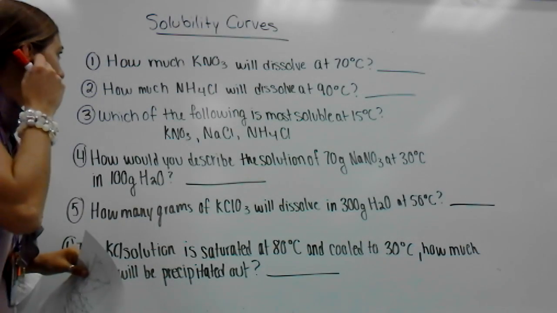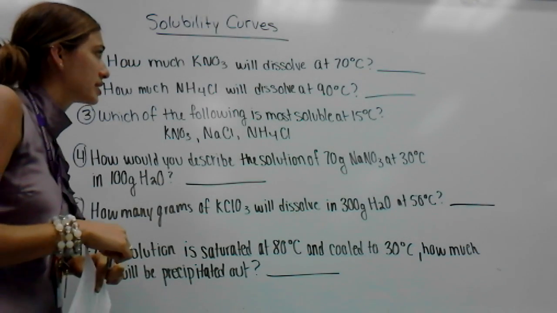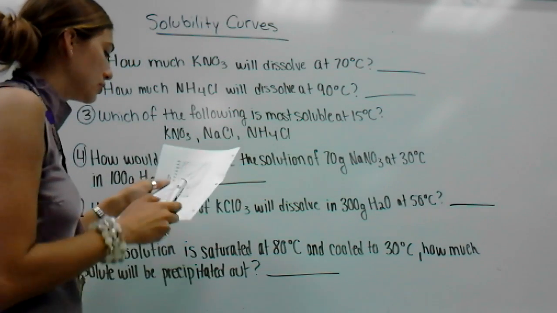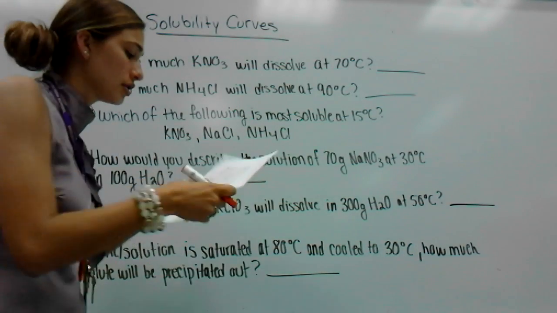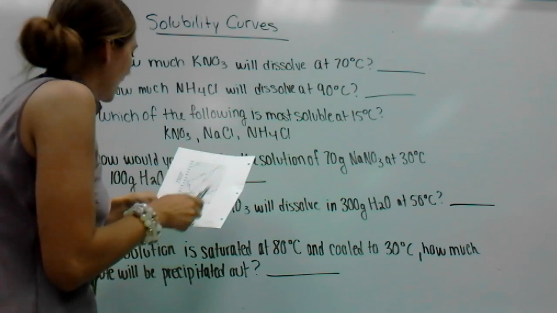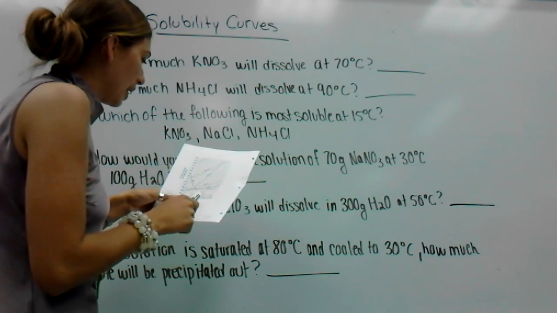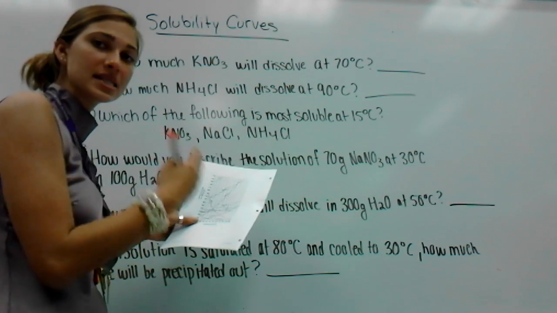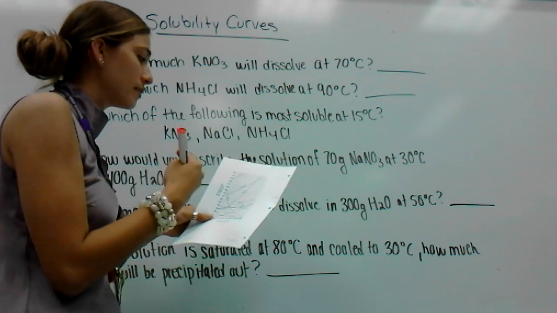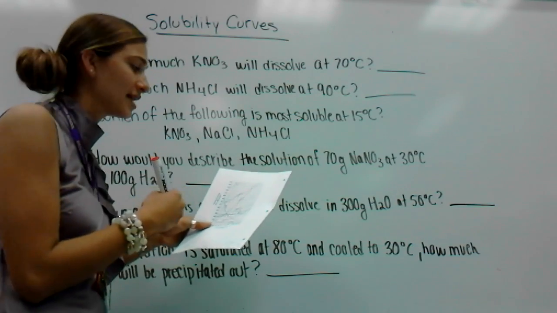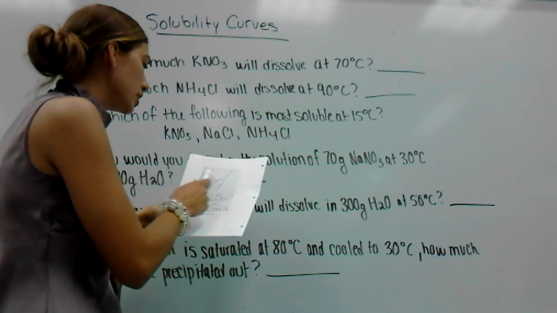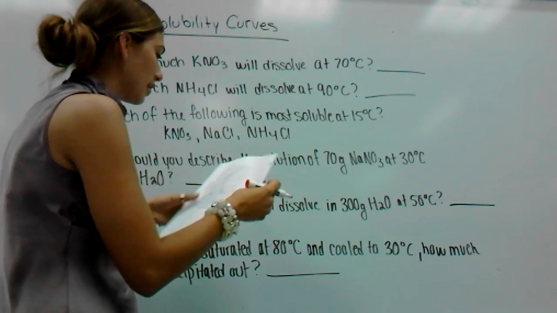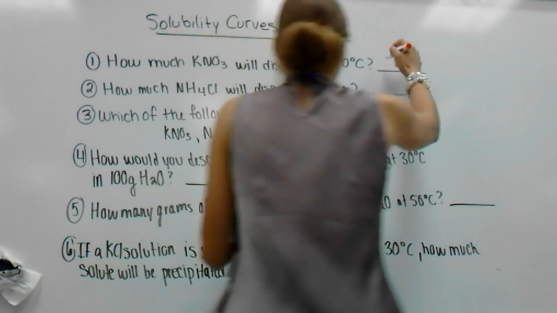So the first example problem I have here says how much KNO3 will dissolve at 70 degrees Celsius. The way you're going to do this is you're going to go to 70 degrees Celsius on your solubility curve and go all the way up till you find KNO3. The point at which you intersect the line at KNO3 is the saturation line. That is the most amount that will dissolve in KNO3 at 70 degrees Celsius. So all you need to do is read how many grams of solute will dissolve, and that answer right there is going to be 130 grams.